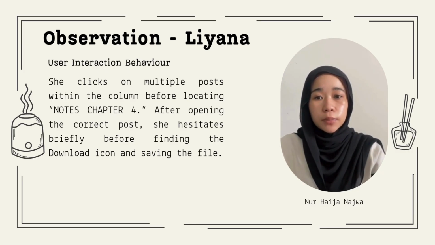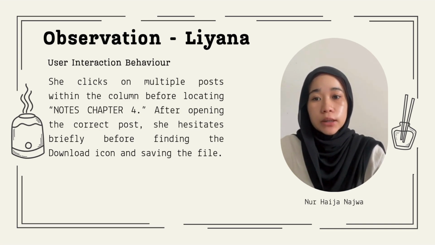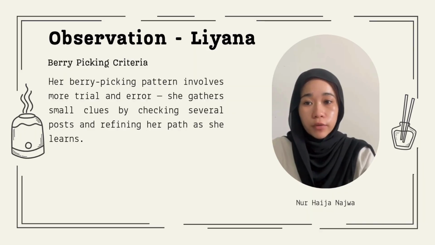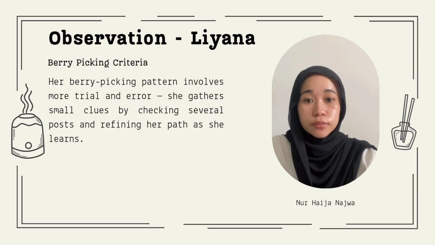She clicks on multiple posts within the column before locating Notes Chapter 4. After opening the correct post, she hesitates briefly before finding the download icon and saving the file. Berry picking criteria: her berry picking pattern involves more trial and error. She gathers more clues by clicking several posts and refining her path as she learns.